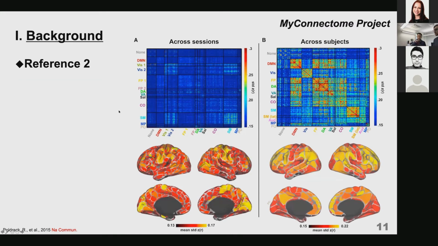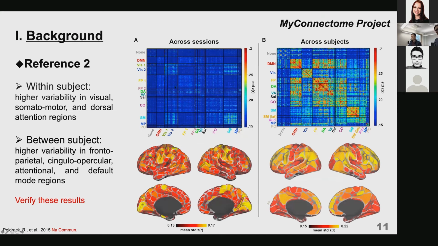There are lots of results in this publication, but I would like to highlight this one. Back to his question, his curiosity about whether resting state fMRI data is reliable from a long time period perspective. He found that in figure A, within subjects, the lower cognitive processing regions, such as visual, somatomotor, and dorsal attention regions, showed a very high variability. But in contrast, for between subjects, the figure B results are extracted from the open database from the HCP data.